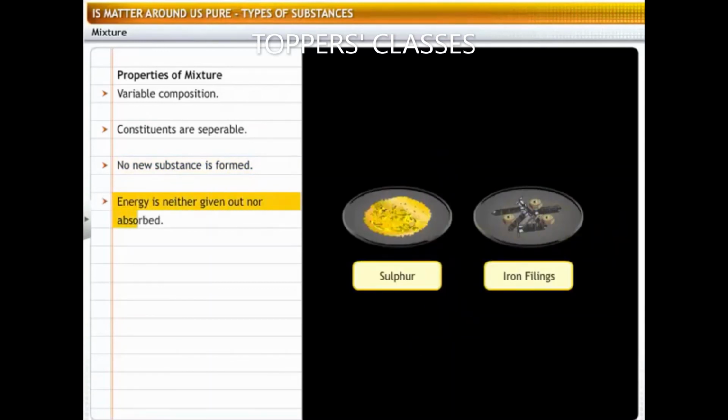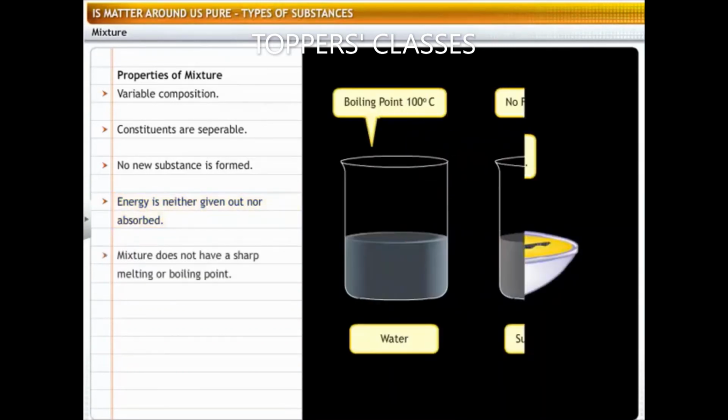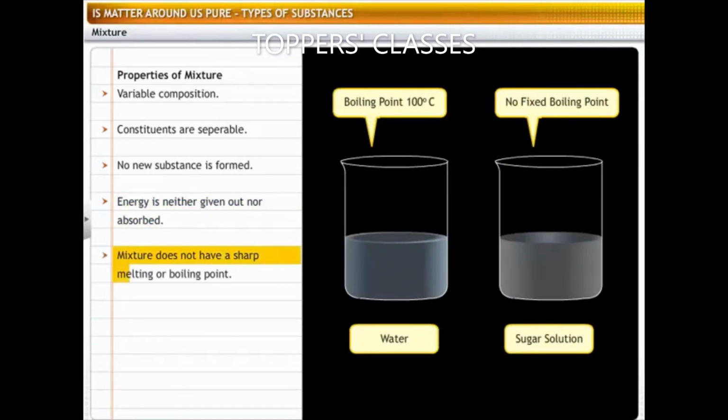Energy is neither given out nor absorbed in the preparation of a mixture. For example, no heat or light energy is liberated or absorbed when iron filings and sulfur are mixed together. A mixture does not have a sharp melting or boiling point. For example, sugar solution does not boil at a fixed temperature.